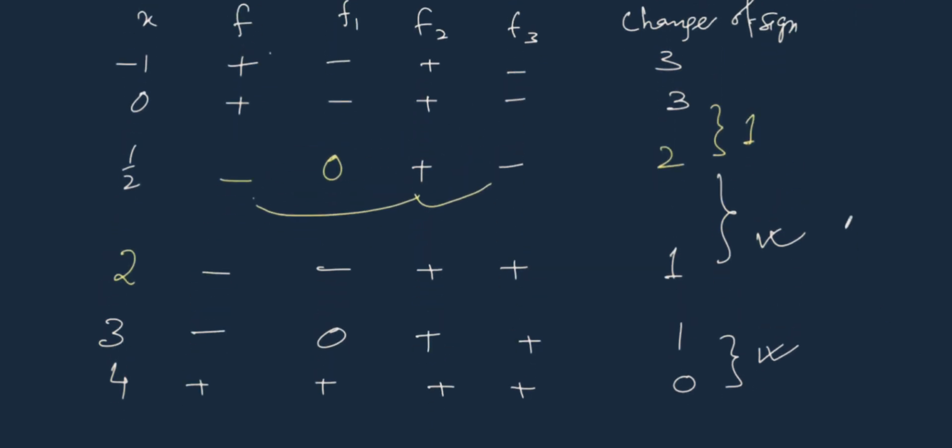So the roots lie between 0 and half. Between half and 2 there is a root, and that is the double root, that is 1. And between 3 and 4 another root is there. And all the roots are positive for the given example.